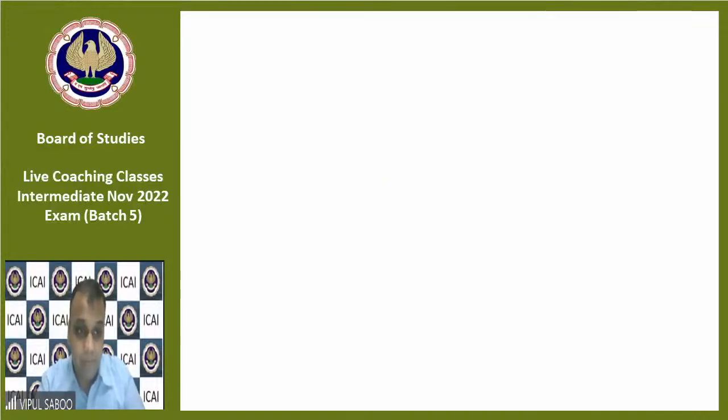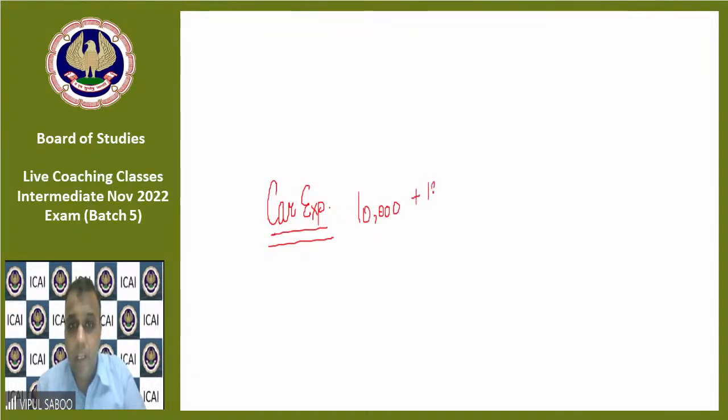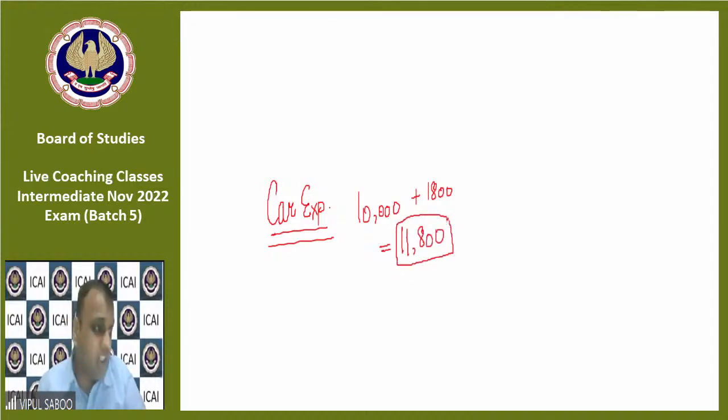For example, measurement. You have an expense, I told you about car expenses, of 10,000 plus 18% GST, 1800. We have a bill, we have an invoice. So my expense comes out to be 11,800. While charging it in the profit and loss, I have to use 11,800.